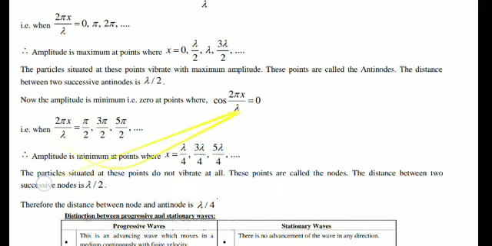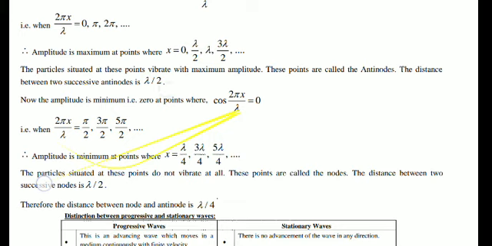So the particles situated at these points vibrate with maximum amplitude, and these points are called antinodes. The distance between two successive antinodes is lambda by 2. How to find the distance between two successive antinodes? You see, at x equal to 0 there is one antinode. At x equal to lambda by 2 there will be another antinode. So just subtract, lambda by 2 minus 0. That will be lambda by 2. Now at lambda there is another antinode. So just subtract, lambda minus lambda by 2.